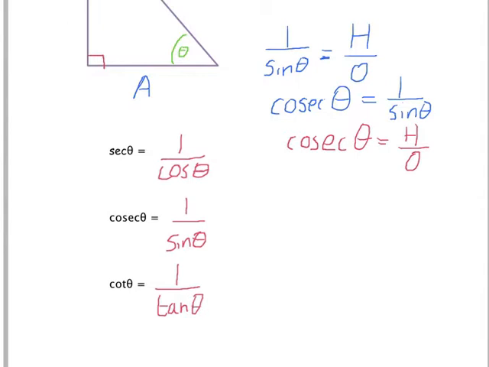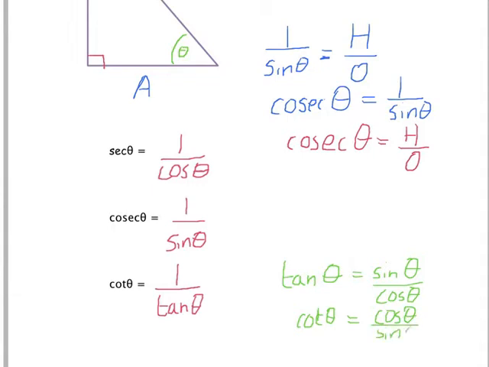Another key little point here is to remember from core 1 and core 2 that tan theta is equal to sine theta divided by cosine theta. Therefore, cot theta, because it's 1 over tan theta, must be equal to cosine theta divided by sine theta.